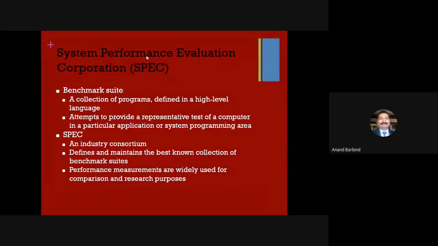SPEC, that is, System Performance Evaluation Corporation. This is the organization, popularly called SPEC. It has given a benchmark suite. This worldwide organization prepared certain programs, and those programs were commonly accepted for measuring the performance.